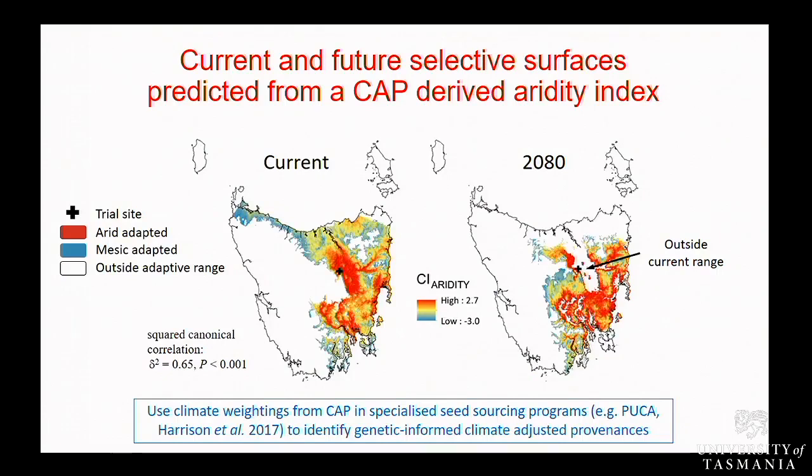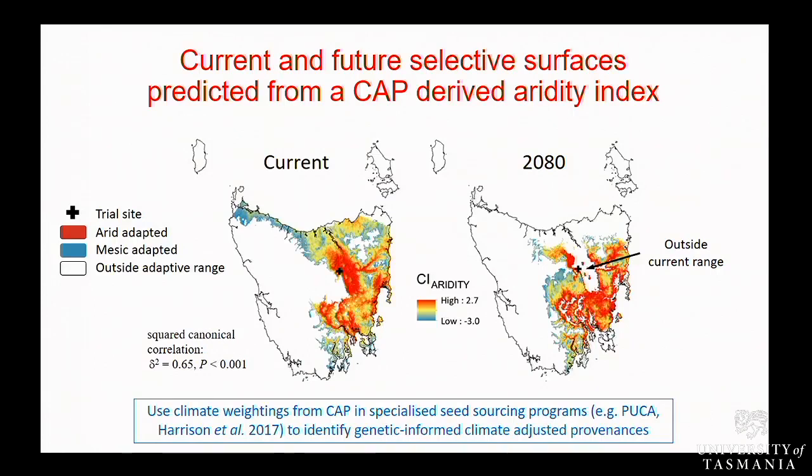So we mapped out this first canonical index, which represented adaptation to aridity. And as we can see, there was an epicentre of arid adapted provenances in the Midlands. And this little black cross is one of our restoration sites. And as we can see, it's right on the margin of this arid adapted zone.